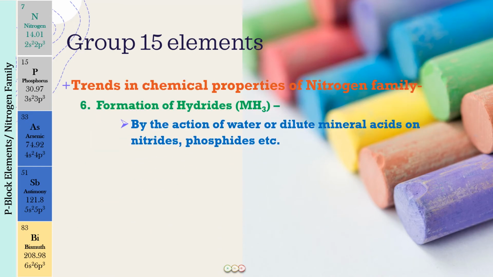The next topic is the formation of hydrides, and the first way in which we can make these hydrides is the action of water or dilute mineral acids on nitrides, phosphides, etc. For example, we have magnesium nitride.